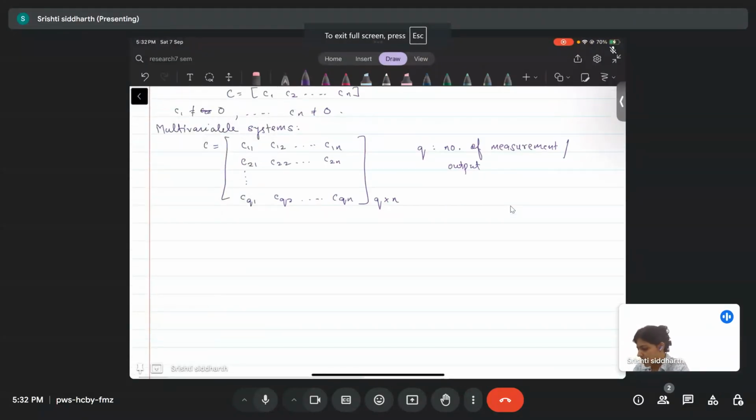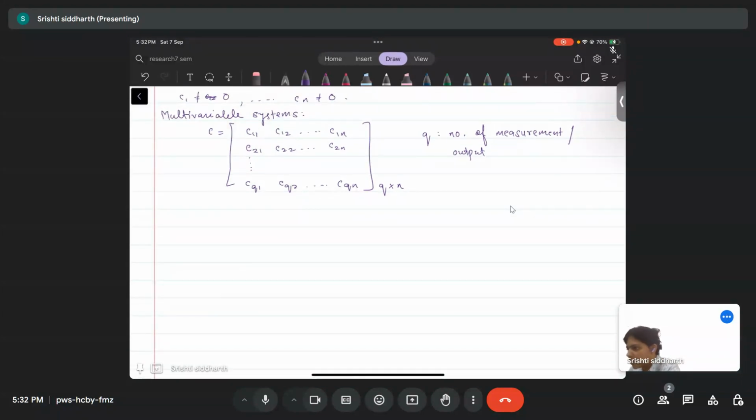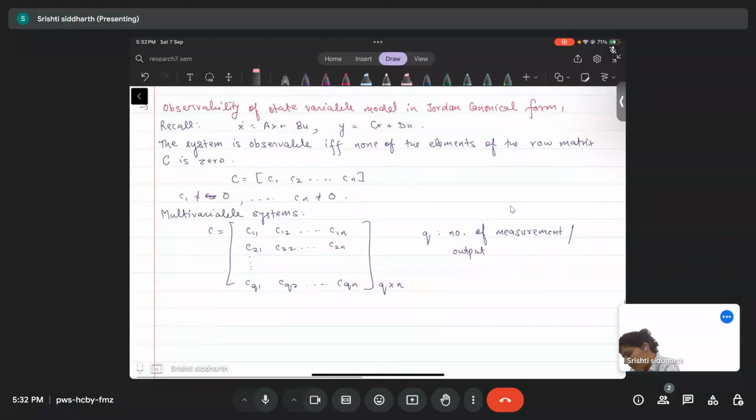Alright, so when is such a system observable then? We are assuming here, of course, that the system was diagonalized first. So this is a note that the system x dot equals Ax plus Bu, y equals Cx plus Du has already been diagonalized.